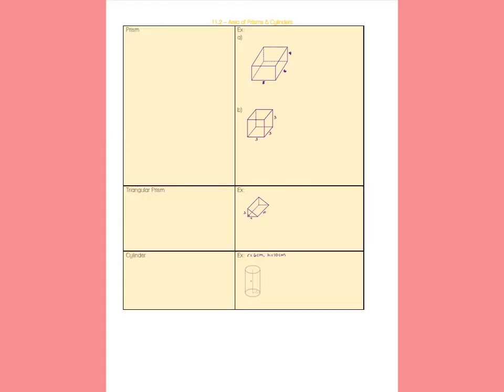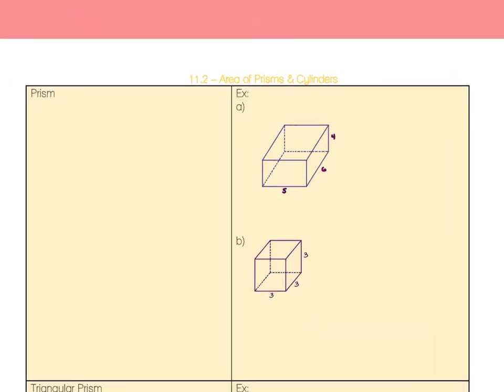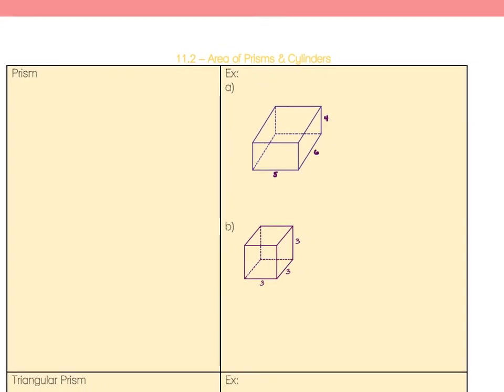Name all the prisms and the pyramids and the cylinders and the cones. So for 11.2, we did prisms and cylinders. I tried to put it in this order so as not to confuse you, so just be really careful. And we're not doing lateral area and total area. We are only doing total or surface area. So I stuck just to that.